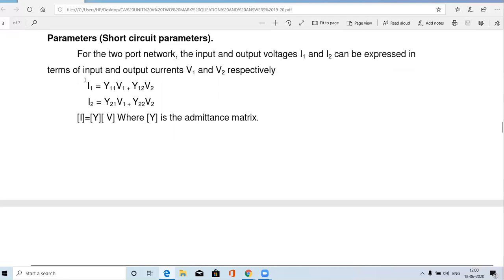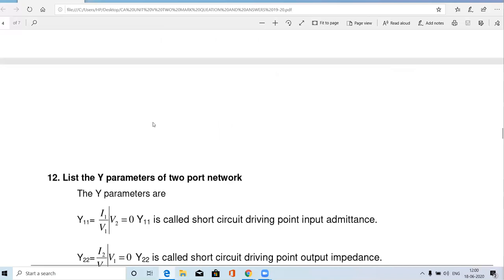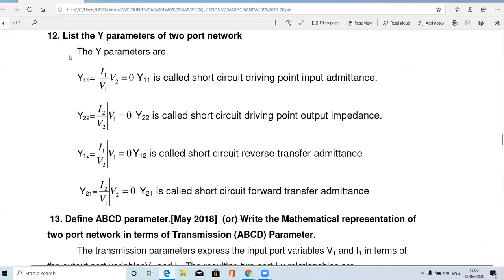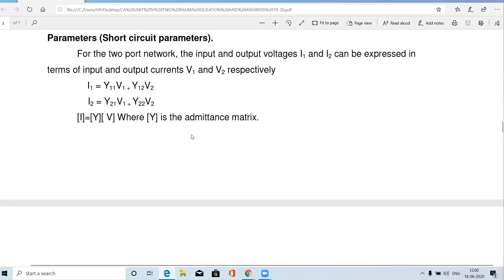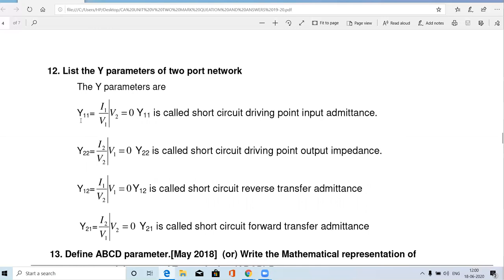Okay, so this is the mathematical expression for the admittance parameter, and list the Y parameters of the network. From these two equations, we have to obtain the four values. Y11, where Y means admittance. What is admittance? It's the ratio of current divided by voltage. So the admittance equal to that is Y11, so that's why I1 divided by V1.